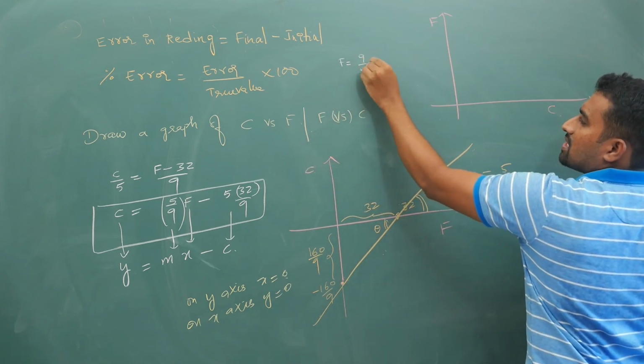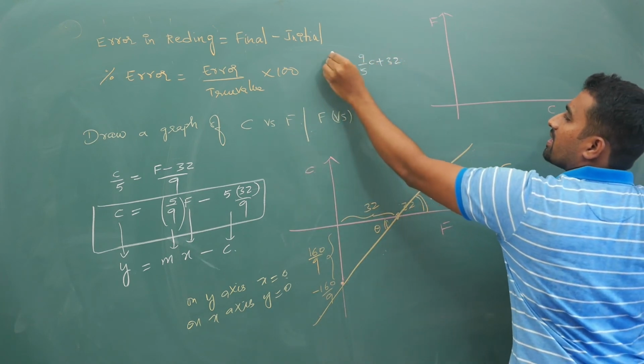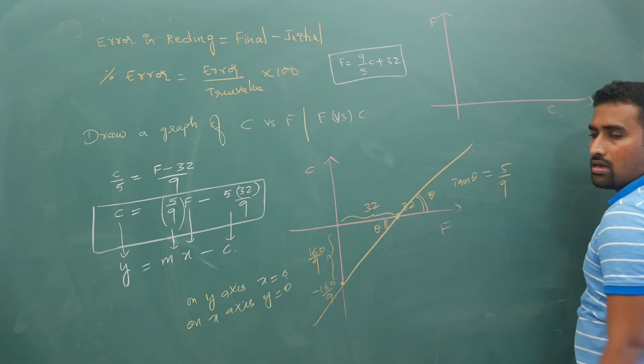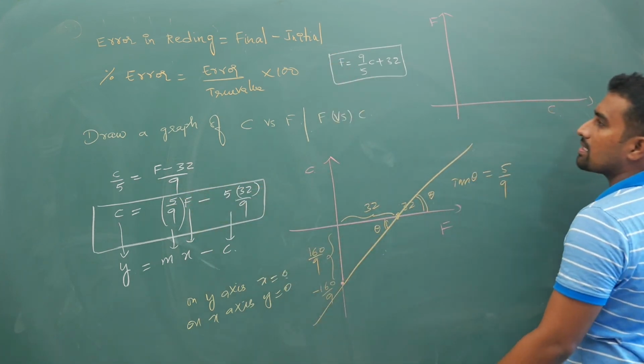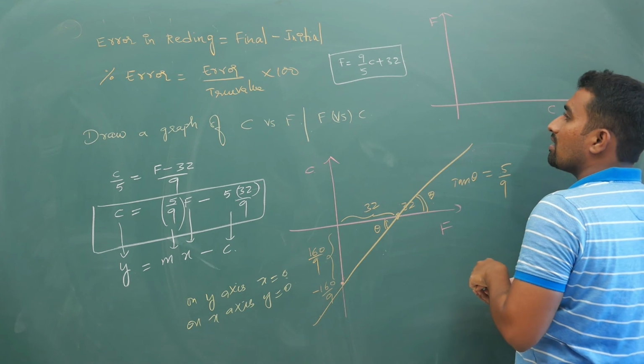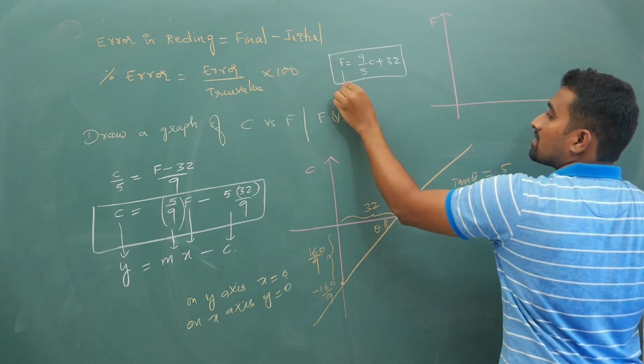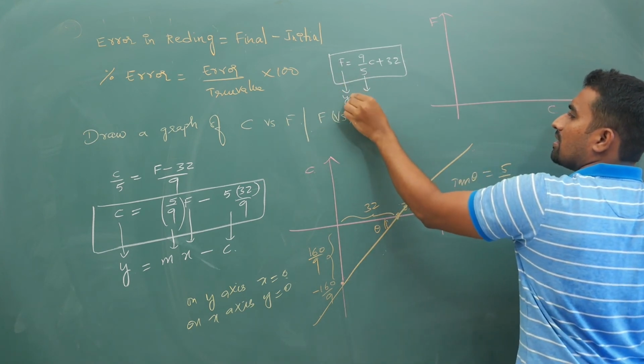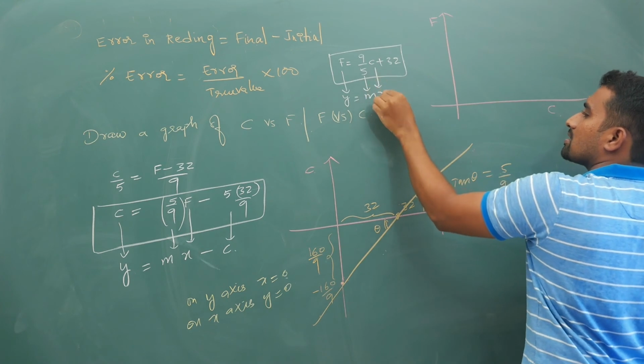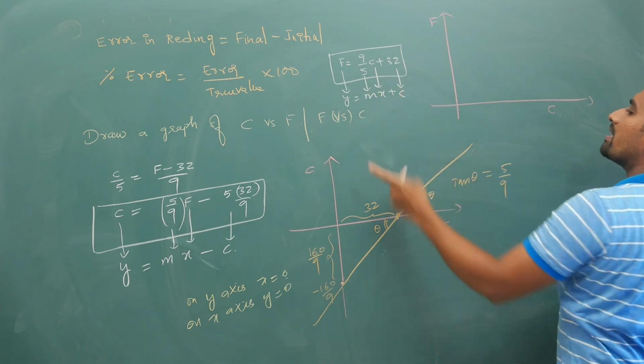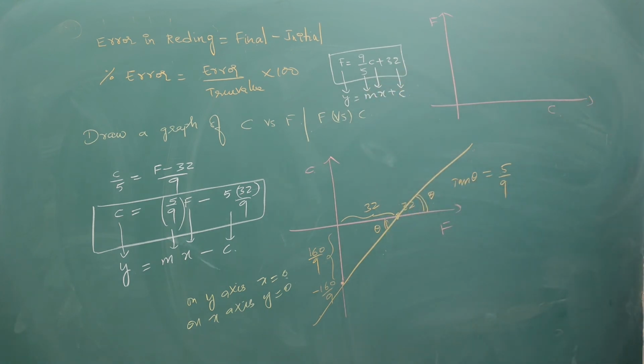F is 9/5 c plus 32. If I rearrange the terms, from here f is 9/5 c plus 32. That will give me, this is y, this is m, this is x plus c. Now y equals mx plus c. Once again it is a straight line.